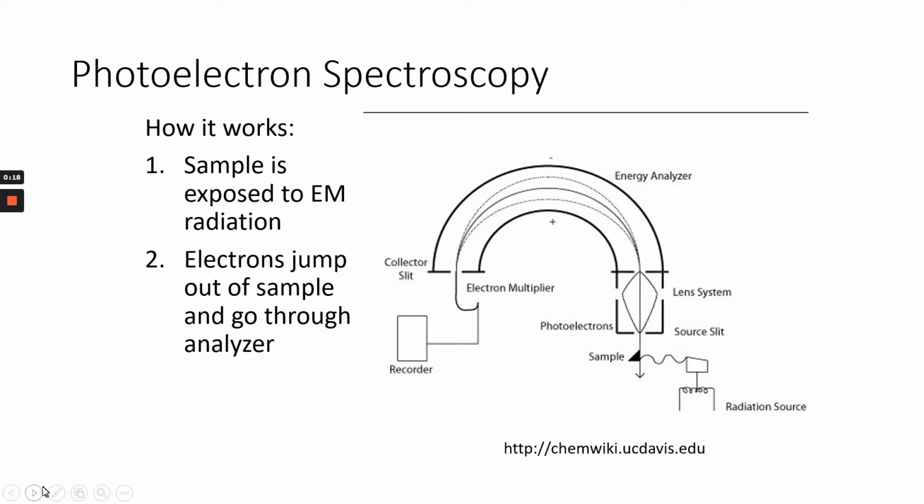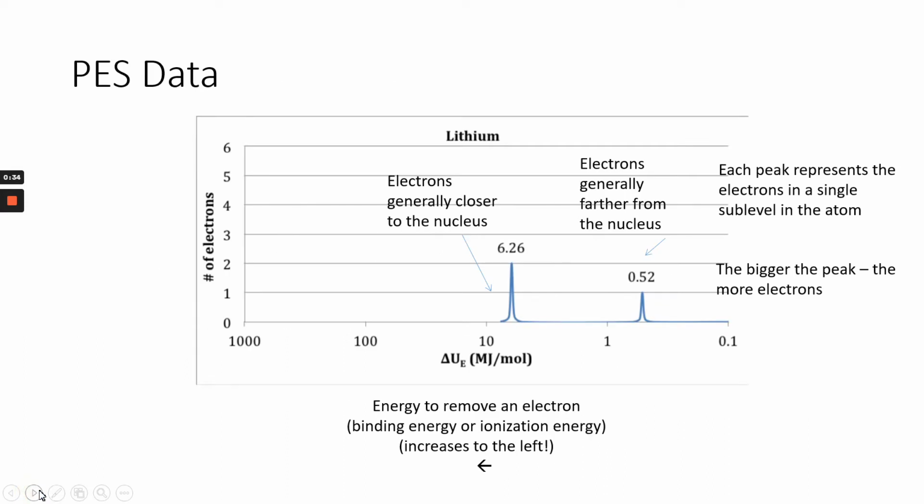Well, you take your sample and you expose it to some electromagnetic radiation. It could be X-rays or high energy light. And then you analyze the electrons that jump out of the sample. You get data that looks like this, where plotted on your y-axis is the number of electrons collected. And on your x-axis, sometimes they'll say binding energy, but for our purposes, we're going to call it ionization energy.